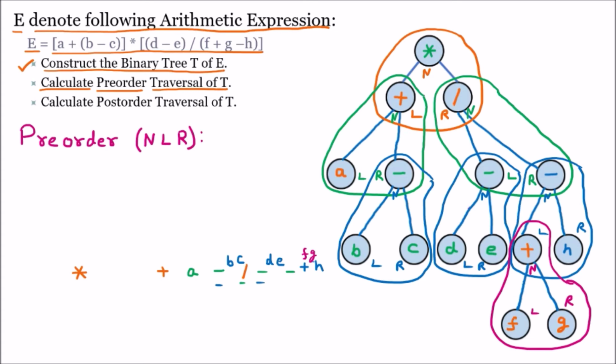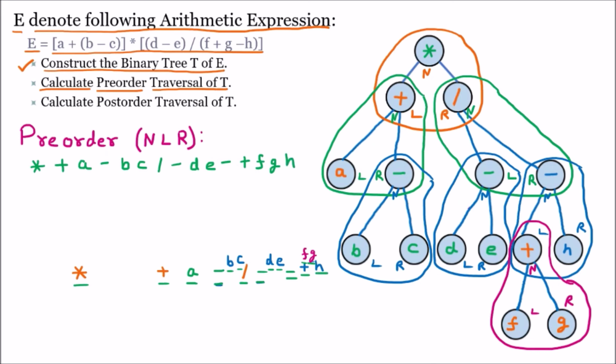So now here the pre-order expression we are having is the star. First of all starting with the star, then plus, then afterward A, then we have the minus, then afterward minus B and C. So B and C are taken, then divide, then again minus, then D E. So D E are added, then afterward it is again the minus, then plus, then further F G. So F and G are added, then further we are having H.